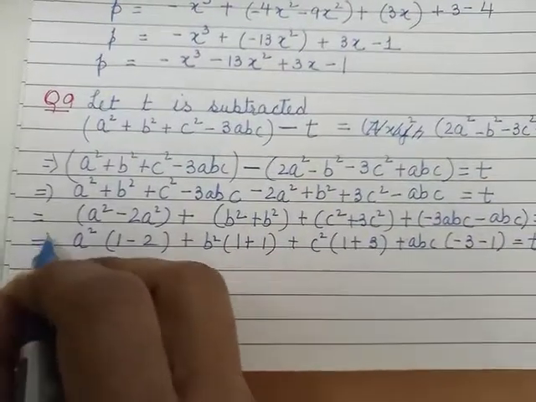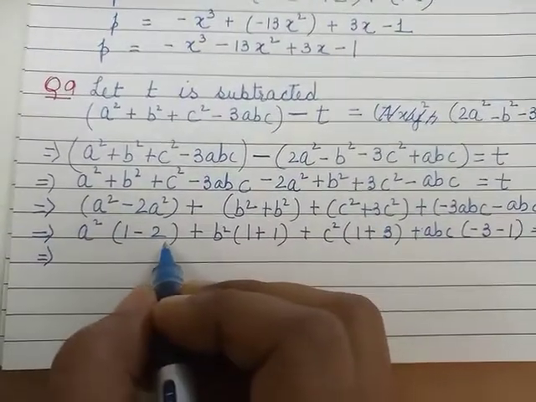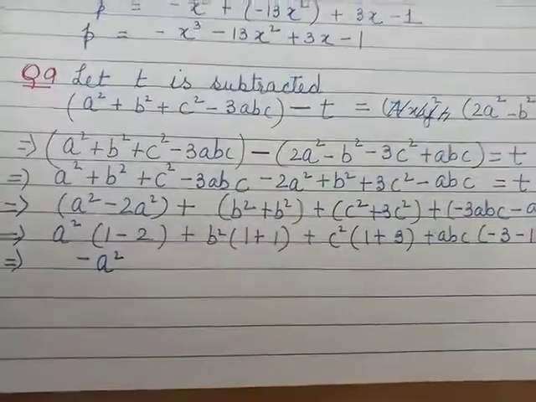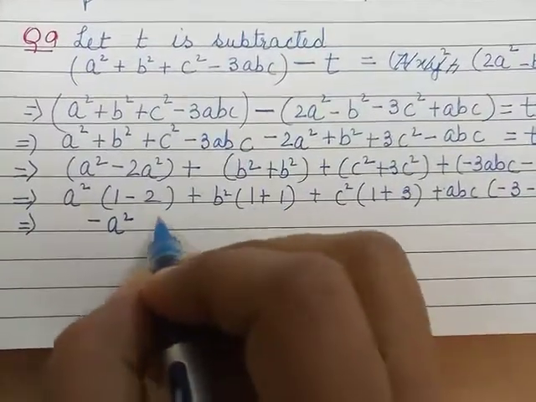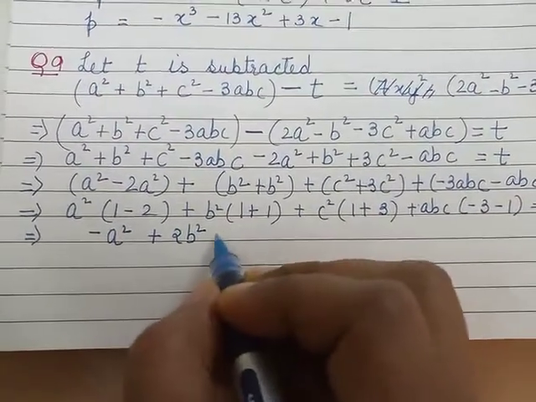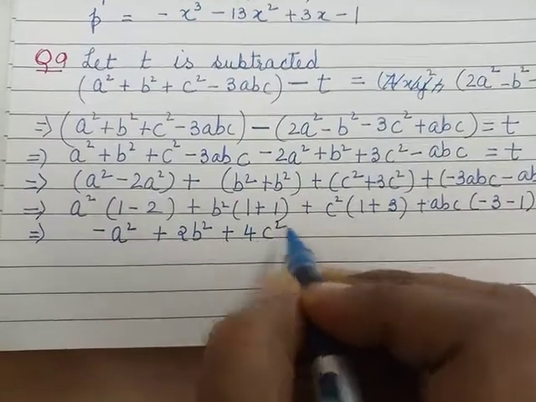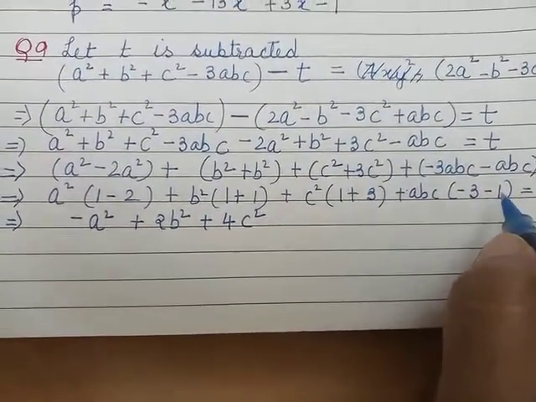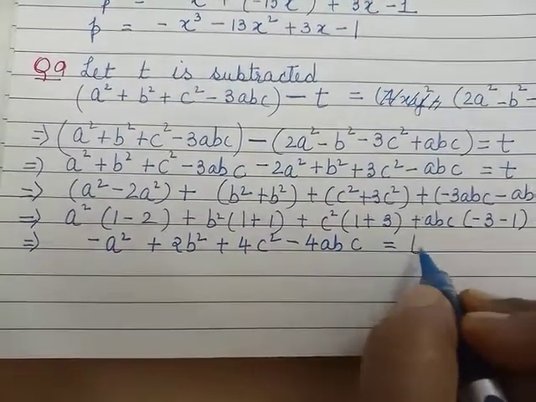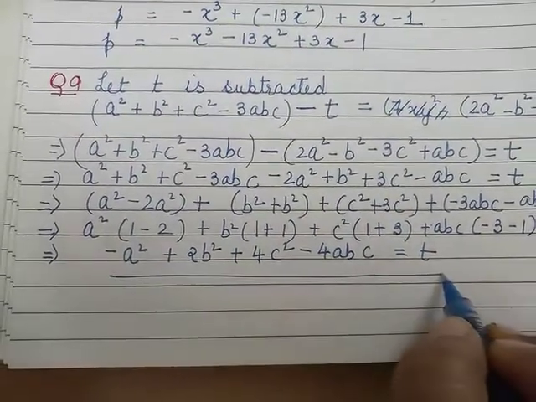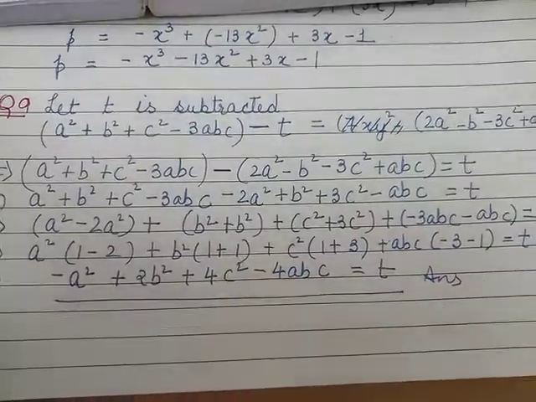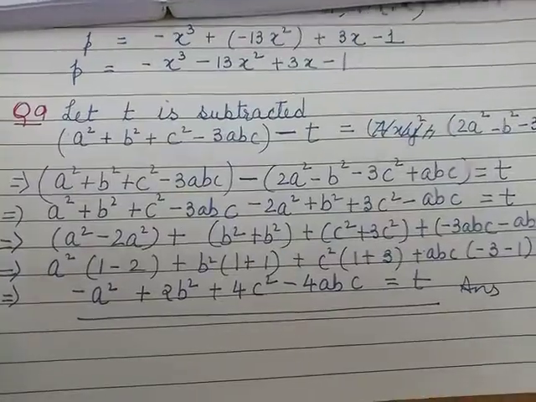We have 1 minus 2, which will give you minus 1. That becomes minus a square, because 1 we do not write. 1 plus 1 is 2, plus 2b square. Plus 1 and plus 3 will give you plus 4c square. Minus 3 and minus 1 will give you minus 4abc is equal to t. We were looking for the value of t only. So this is the answer. So this way we have completed question number 9.